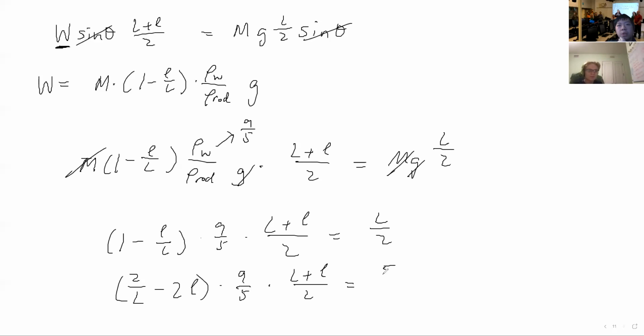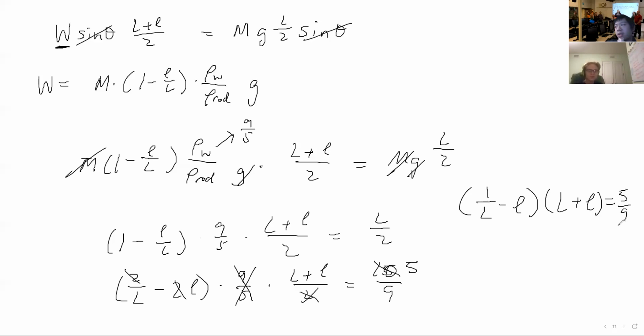And then we can actually put this on that side. So that's equal to like 5/9, right? Multiply by 2, we get 10/9, and we can get rid of this. Now it just becomes like solving. So we can also divide by 2 here, and then we get back 5. So 1 over L minus L times L plus L is equal to 5/9.